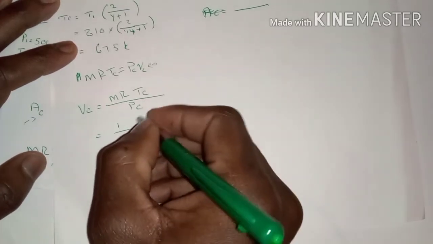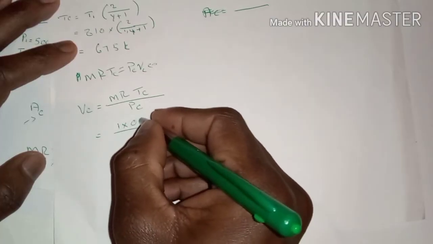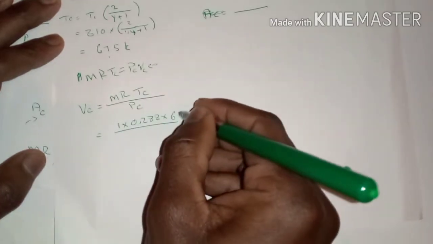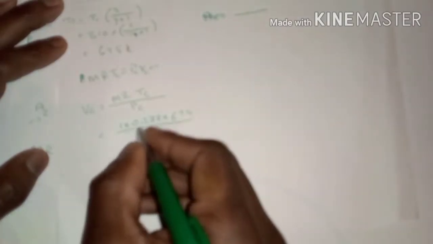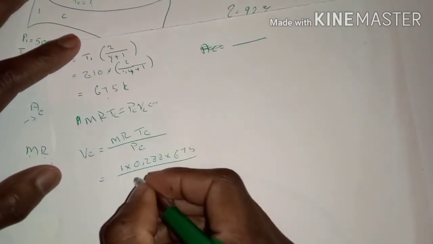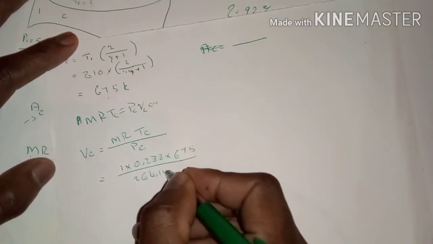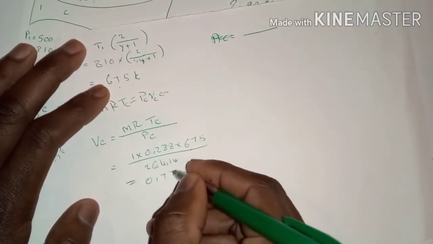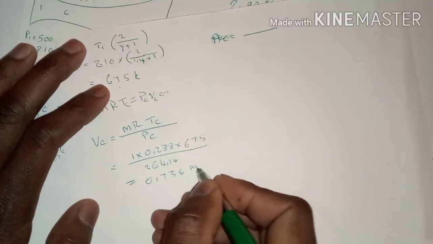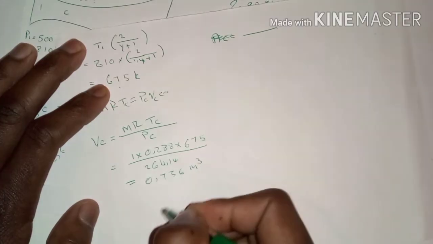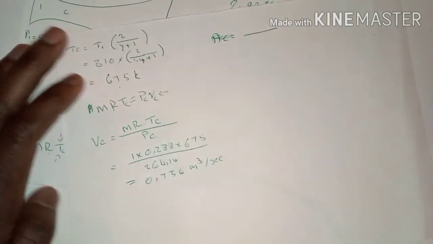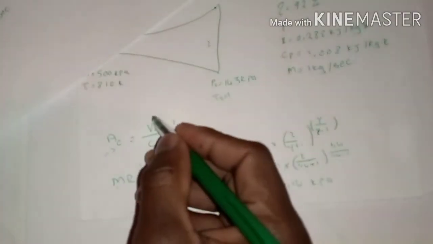The value of our mass is 1 kg. Gas constant is 0.288. Our temperature is 675, and our pressure is 264.14, and then we are going to get our volume as 0.736 cubic meters per second. Now we have the volume.